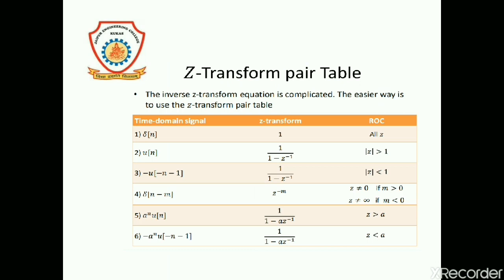If the input signal is a to the power n u[n], then the Z transform for that signal will be 1 upon 1 minus a Z inverse, and mod of Z will be greater than a. If the input signal is minus a to the power n u[minus n minus 1], then the Z transform will be 1 upon 1 minus a Z inverse, and the ROC will be mod of Z less than a.